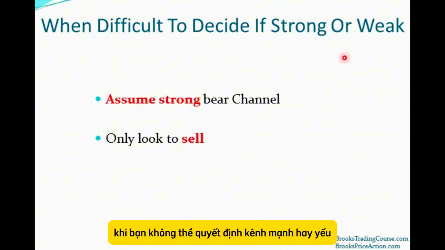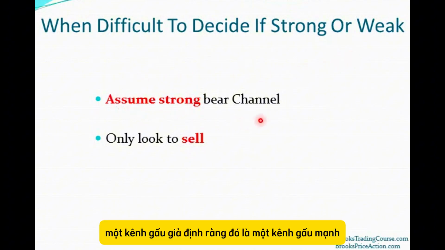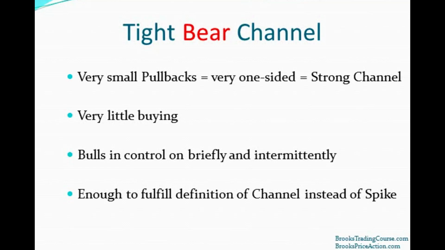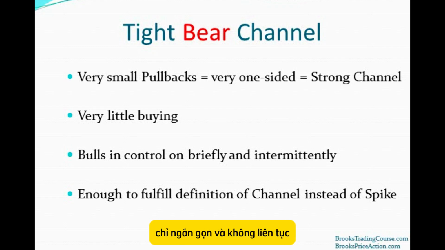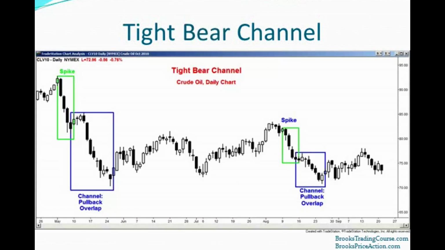When you can't decide if a bear channel is strong or weak, assume that it's a strong bear channel, trade it like a strong bear channel, and only look to sell. A very tight bear channel, very small pullbacks, very one-sided, very vertical. There's very little buying. The bulls are in control only briefly and intermittently, only long enough to fulfill the definition of a channel in contrast to a spike or a breakout.